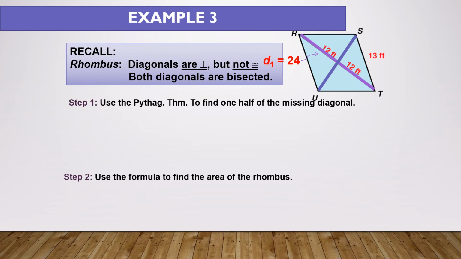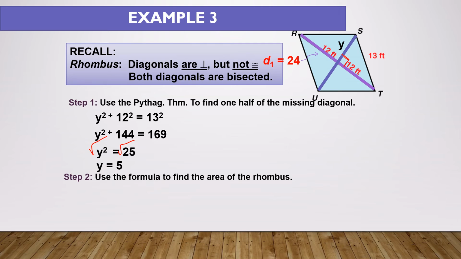So the first diagonal is 24 because we're adding the 12 feet plus 12 feet. We do not know what the other diagonal is, so we need to go ahead and use the Pythagorean theorem to find that missing half of the diagonal. We know that these are perpendicular, so there's a 90-degree angle, so we can use the Pythagorean theorem. We can do y squared plus 12 squared equals 13 squared. 12 squared is 144, 13 squared is 169. You would subtract 144 from both sides, and you would get y squared equals 25. Then you need to take the square root of both sides, and you get y equals 5.